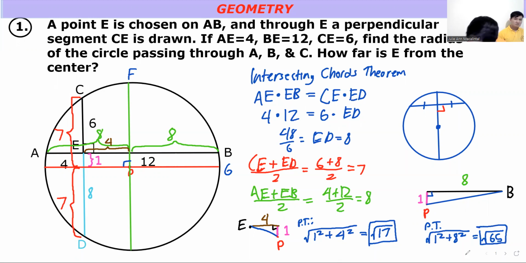So PB is the radius. So the distance from E to the center P is square root of 17 units. And the radius PB is square root of 65 units. Yes. Okay.